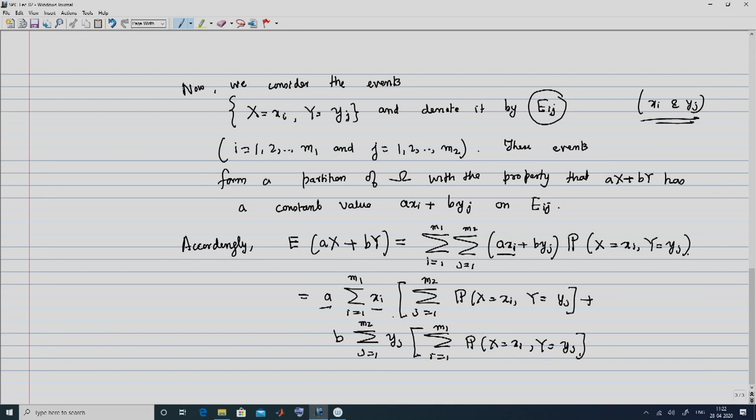So, here I am considering the xi terms and here I am considering the yj terms. The summation here goes from i equal to 1 to m1 and j equal to 1 to m2, and here it is the other way around, j equal to 1 to m2 and i equal to 1 to m1. Now interestingly, observe that since j runs from 1 to m2, this probability will add up to 1, and here it runs from i equal to 1 to m1, so this is also going to just add up to 1.